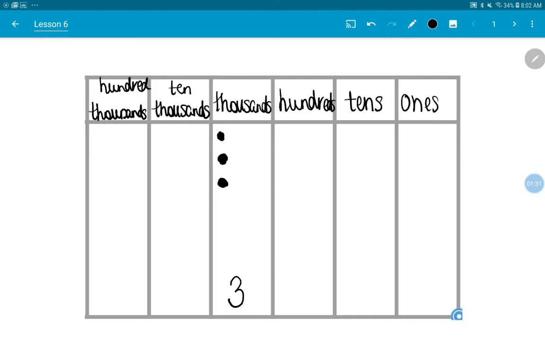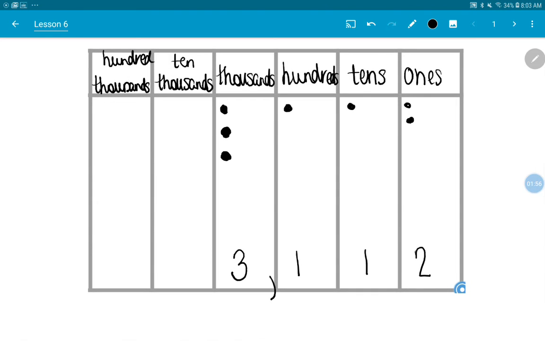Now I'm going to go ahead and finish out my number. I want to represent the number 3,112, so I would put 100, 110, and 2 ones. 3,112. I could write that number in expanded form. It would be 3,000 plus 100 plus 10 plus 2.